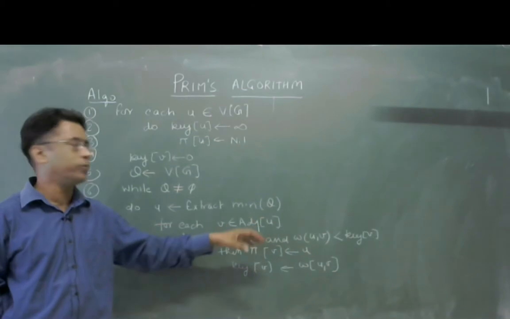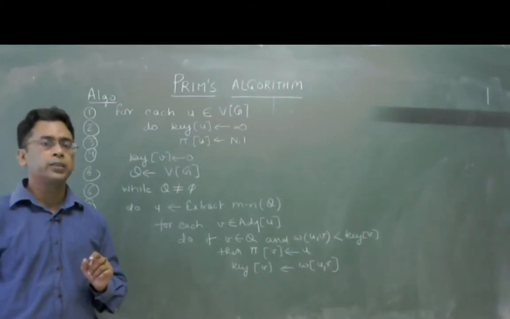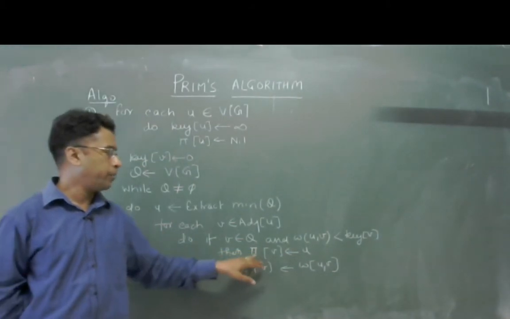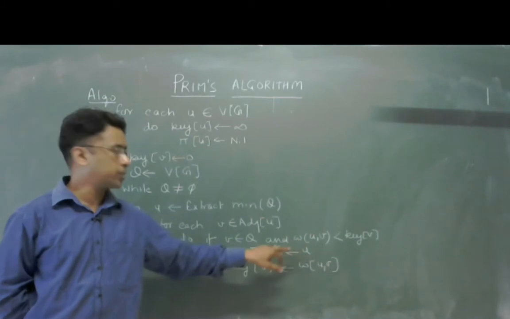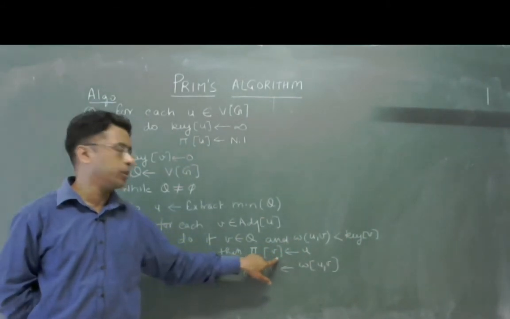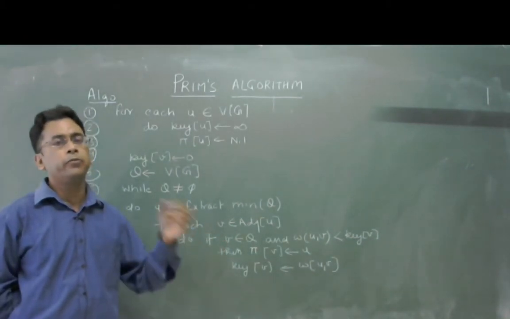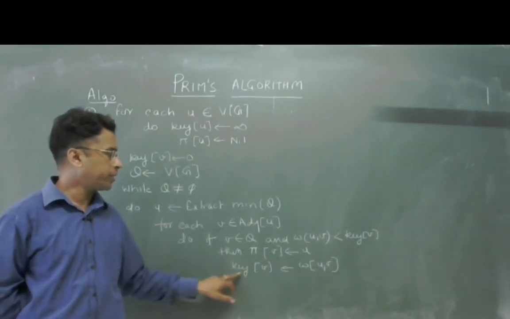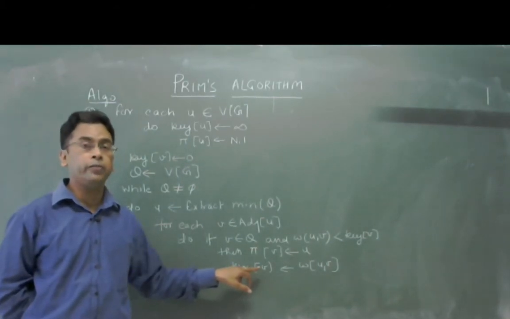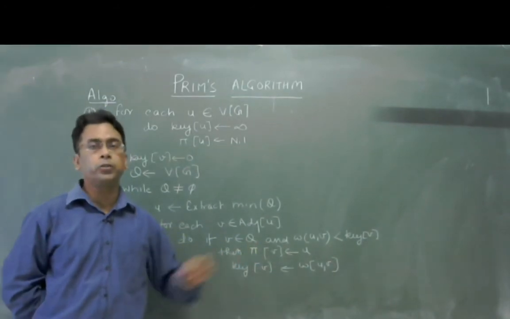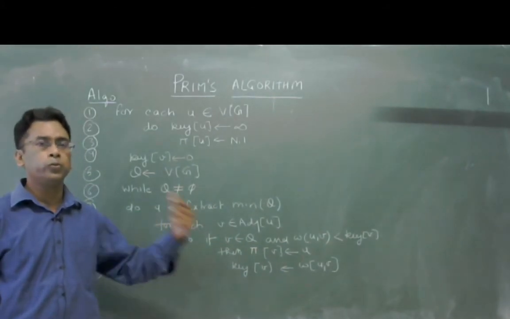That becomes equal to the weight of the edge. Then we assign pi equals u. Suppose a new node v is discovered through the node u, from u we discover a node v, then the predecessor of v becomes u, or the parent of v becomes u. After that, key equals w. Initially the value of key was infinity when it was not discovered, and now it changes to the weight w(u,v), that is the weight of the edge that connects node u to node v.